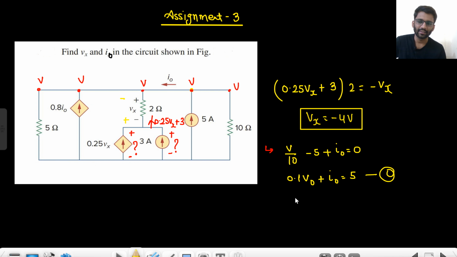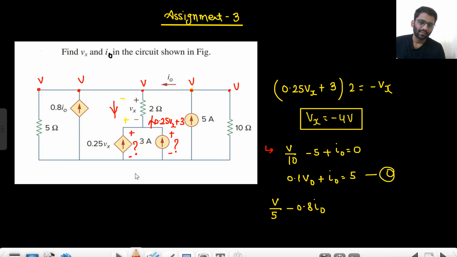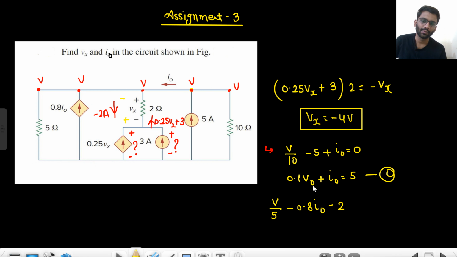One more equation we can write, that is V by 5 plus V by 5, it will be minus 0.8 I naught. What is the current here? The current in this branch. Vx value is minus 4 and 2. So minus 4 by 2. That means minus 2 ampere. So minus 2 ampere current is going outward. So 2 ampere current will be coming inward. So I will write minus 2.